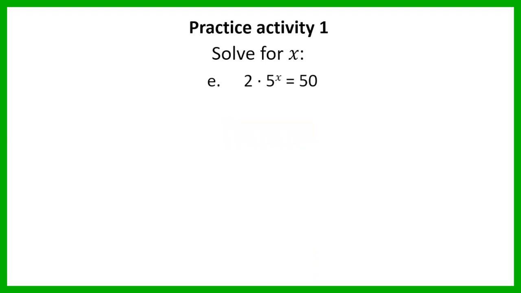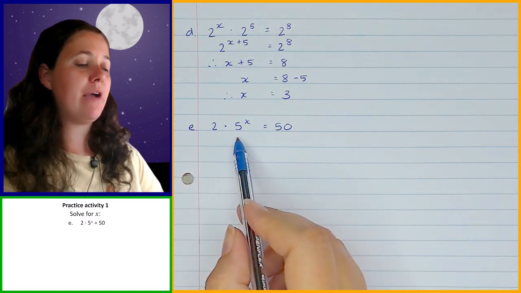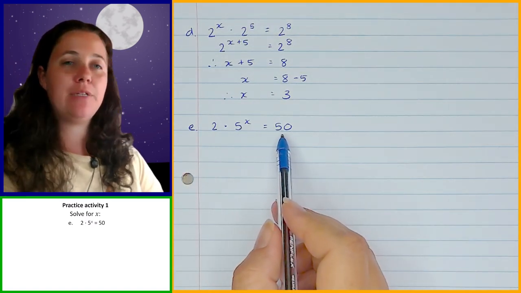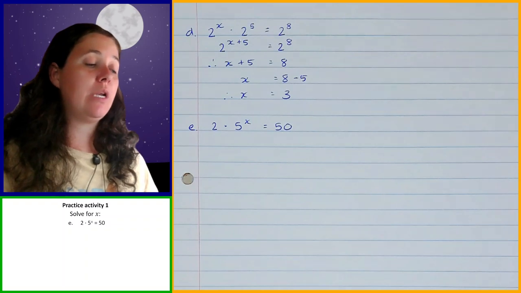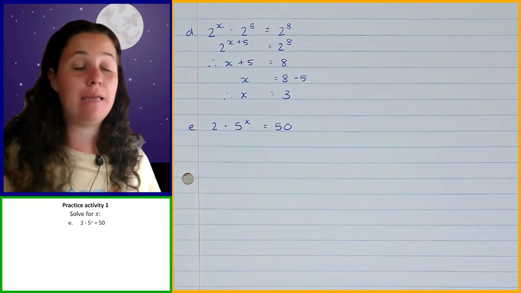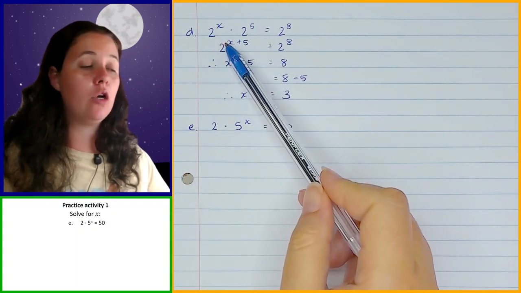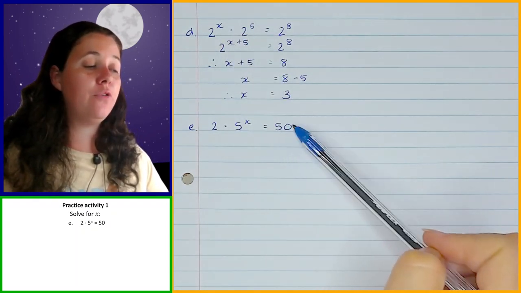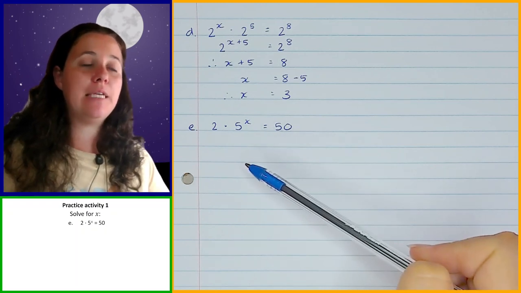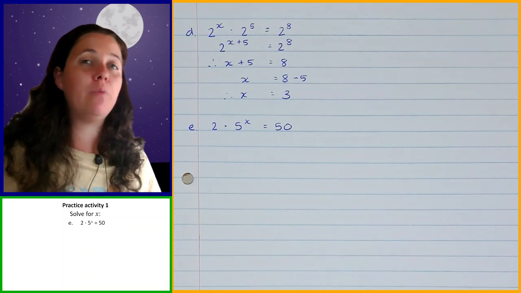Okay, so let's see what you did. For question E, we've got 2 times 5 to the power of x equals 50. Now with this one, you need to recognize that 2 and 5 are not the same, so we can't combine them into one power like we could over here. Also, if you look at the 50, I can't write 50 as a power. It's not a perfect square, it's not a perfect cube, nothing like that.